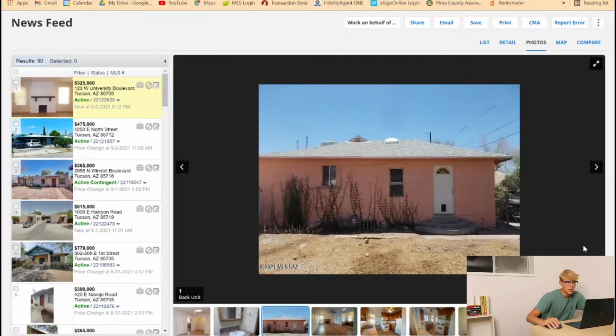One thing I'd like to point out, when you look at pictures of houses, look at the roof. That's a big key you want to look at. If the roof is all in shingles and it's crappy, that's something you want to take note of. Not that you can't buy it, you just want to make sure what you're getting into.